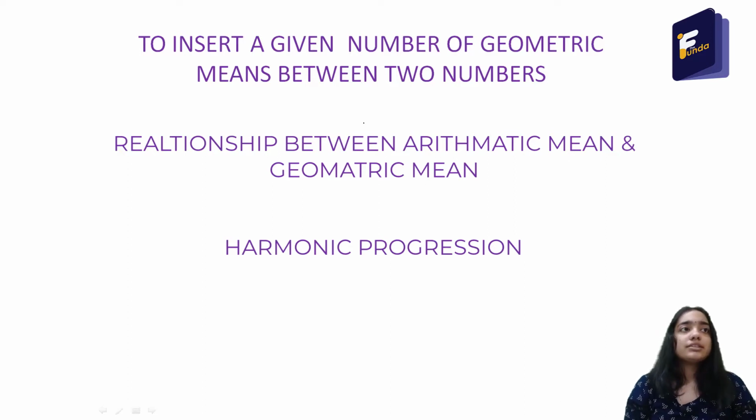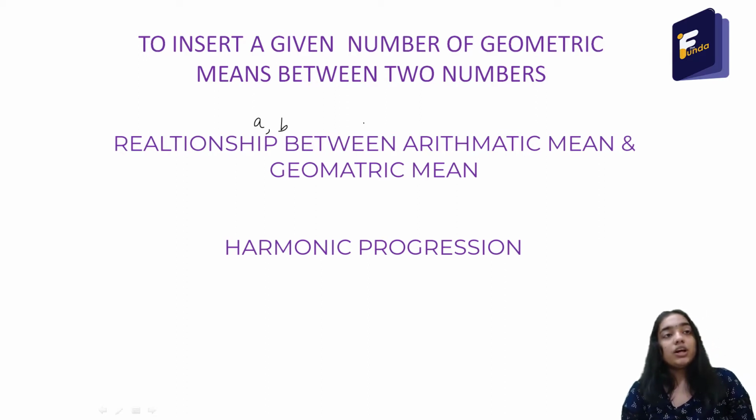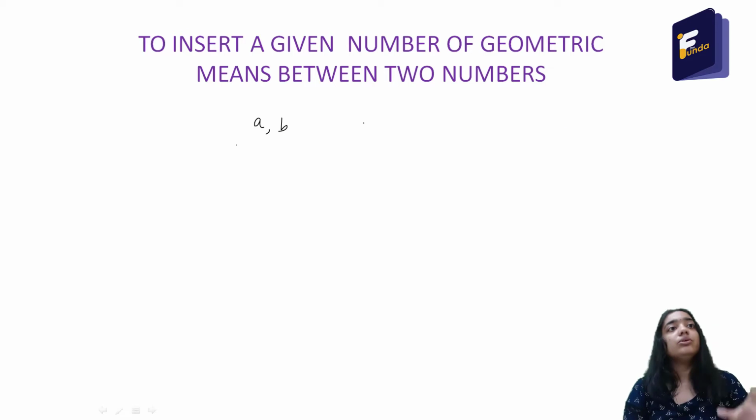So how can we insert a given number of geometric means between two numbers? Suppose the two numbers are A and B. Now we have to insert n number of geometric means between these two numbers. So what does that mean? You can recall that we had discussed how we can insert n number of arithmetic means between two numbers. Here we have to insert n number of geometric means between two numbers.